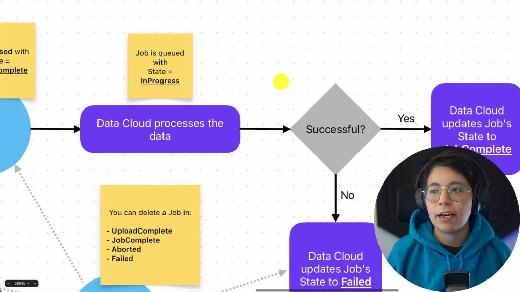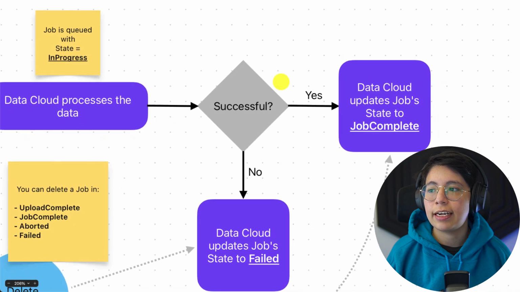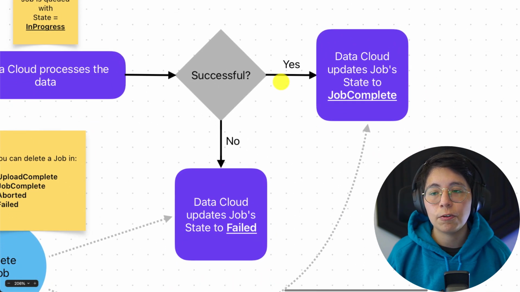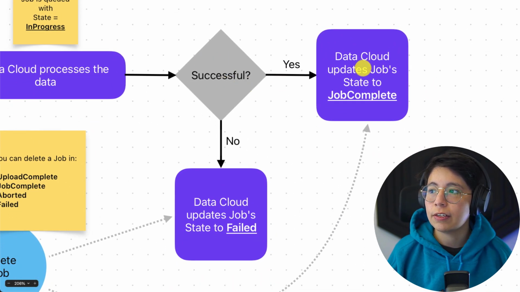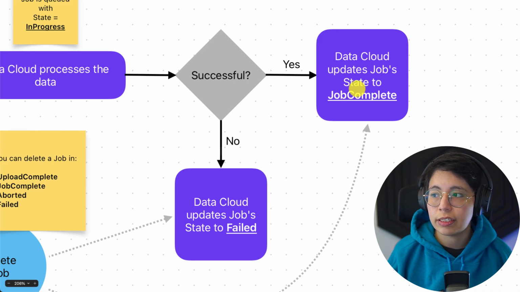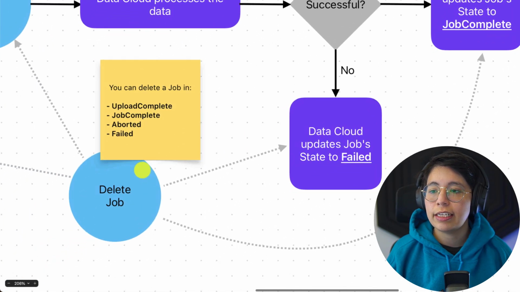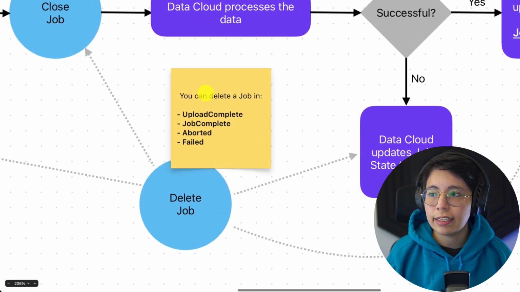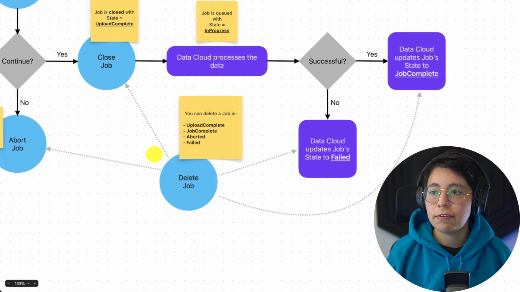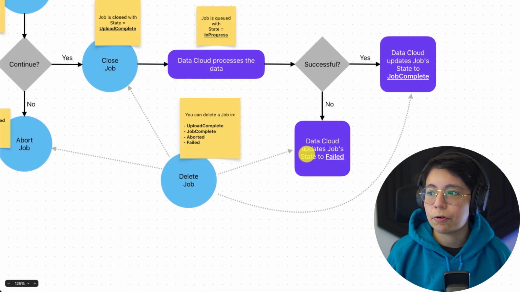So once Data Cloud is done processing your data, it depends on whether it was successful or not. If it was successful, then your job is updated to the state of job complete. But if it was not successful, then your job is updated to the state of failed. Now, if you want to delete a job, you can only delete it in one of these 4 states: upload complete, job complete, aborted, or failed. And as you can see from these arrows, these are the 4 states where you can remove or delete the job.